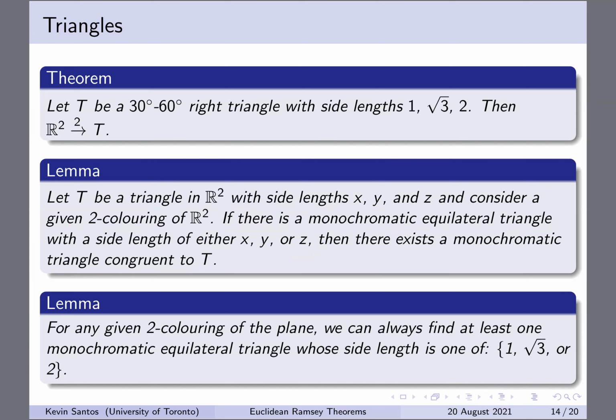And it turns out that it's true. We can always find at least one monochromatic triangle whose side length is either 1, root 3, or 2 for any given 2 coloring. So from these 2 lemmas, it follows pretty directly that this triangle with side lengths 1, root 3, and 2 is 2 Ramsey.